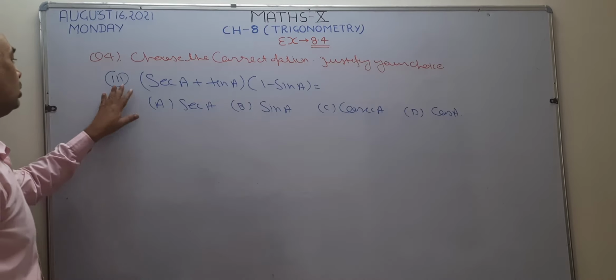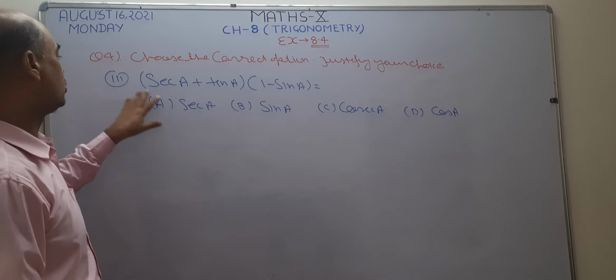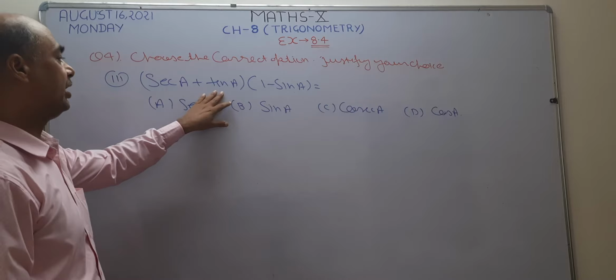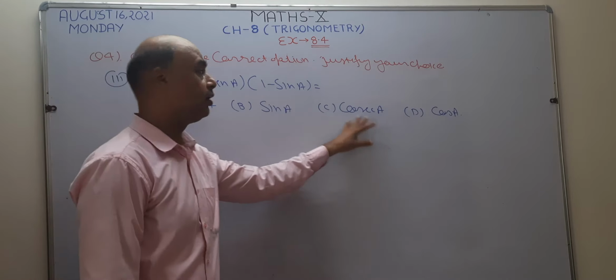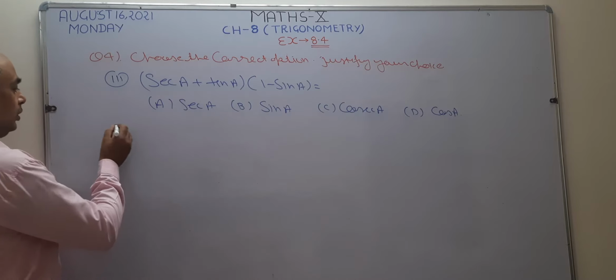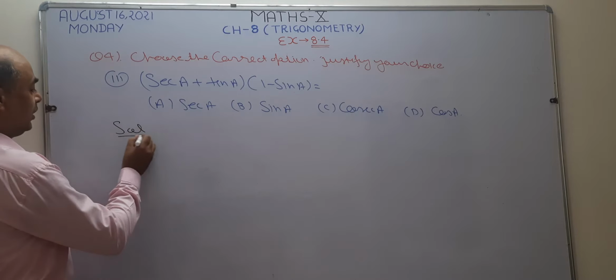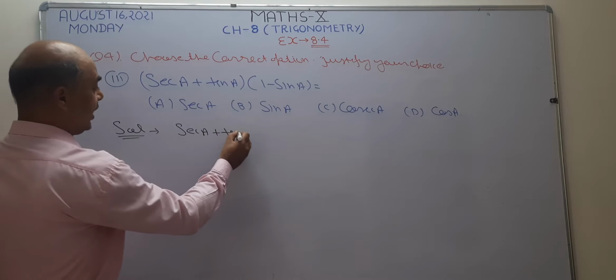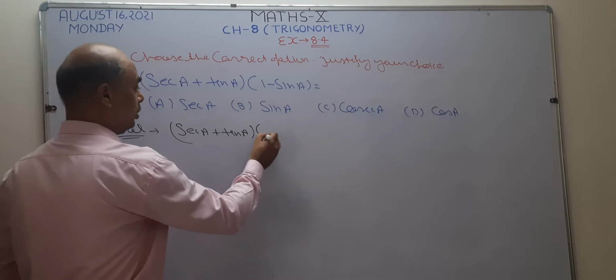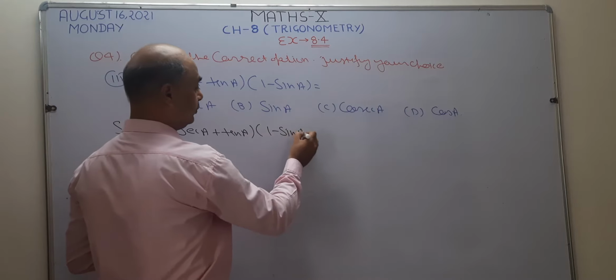Now I want to solve the third part of question number 4. In this question, it is given (secant A plus tan A) into (1 minus sin A), and 4 options are there. First, I want to solve. So, solution of the third part: (secant A plus tan A) into (1 minus sin A) is given.